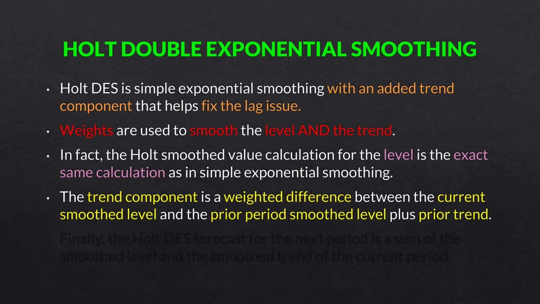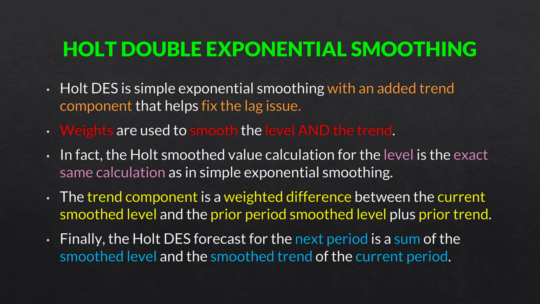Now we also add in the prior trend, so we can weight that sum between those two things, and that'll become evident here in a second. Finally, the Holt DES forecast for the next period is a sum of those two things. So it is a sum of the smooth level and the smooth trend of the current period. Now, I know this is all a lot of words. It might seem very abstract. However, of course, we will look at this visually. We'll look at some equations and we'll look at a chart, and all this will become very concrete very soon.